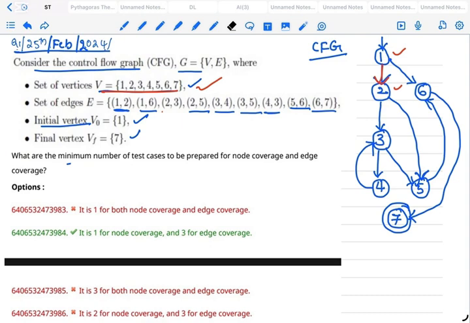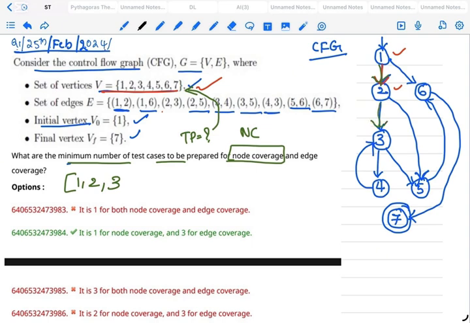So what is the question? What is the minimum number of test cases, test paths, required for the node coverage? First we will check the node coverage. Node coverage means the test path covers all 7 nodes in the control flow graph. If there is any test path TP that covers all the nodes, 1 to 7, we will check. For the test path, 1 to 2 there is an edge. Next, 2 to 3 is also an edge, and 3 to 4 there is an edge.